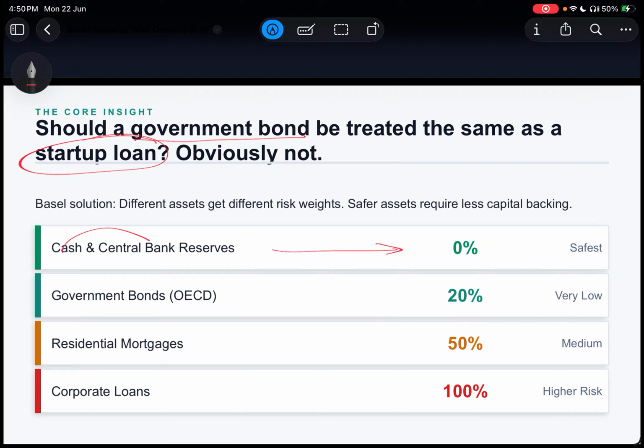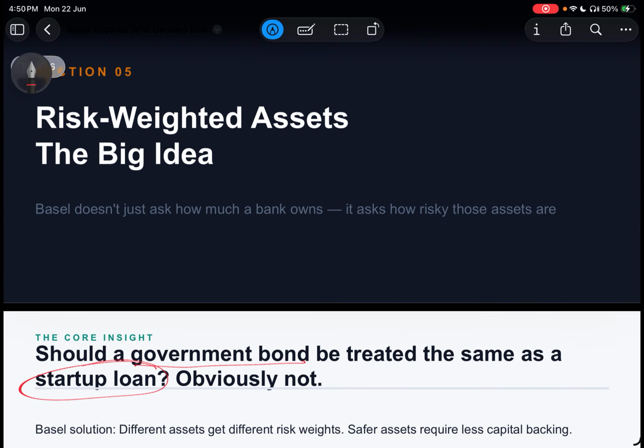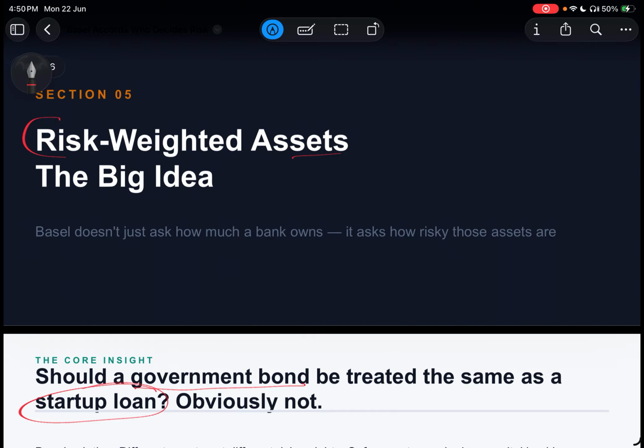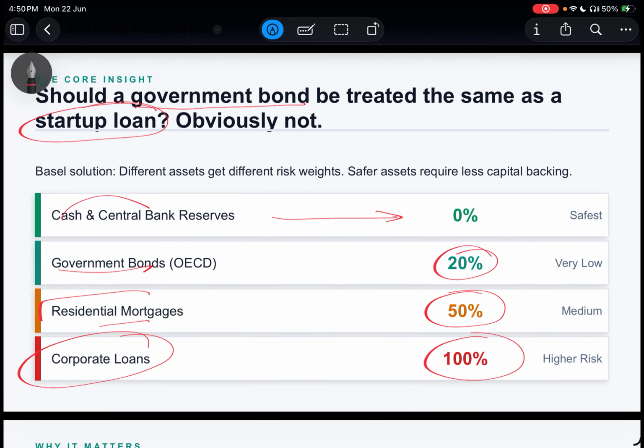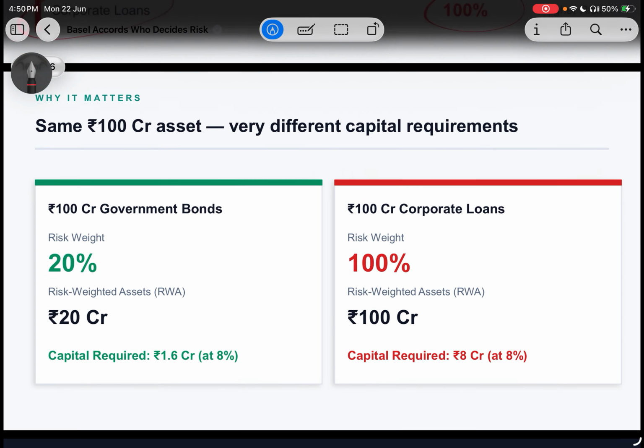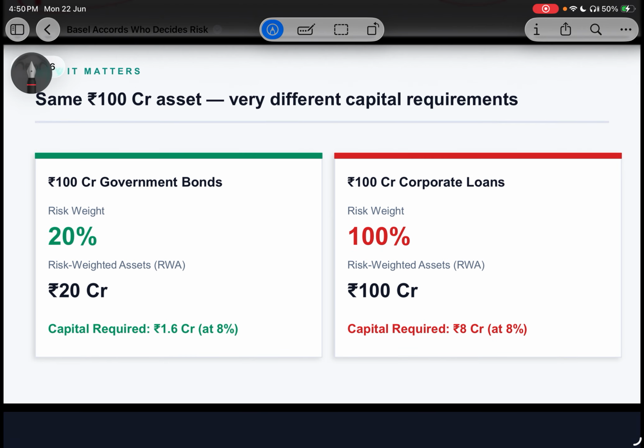For cash and central bank reserves, it was 0%. That is the risk weight, right? For government bonds, it was 20%. For residential mortgages, it was 50%, and for corporate loans, it was 100%. Now, how it actually works, let's go to the maths.